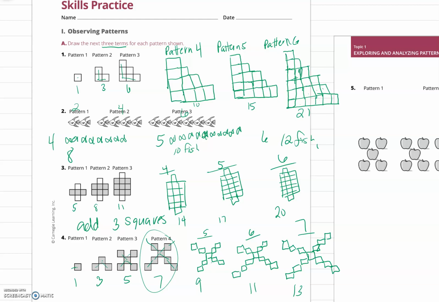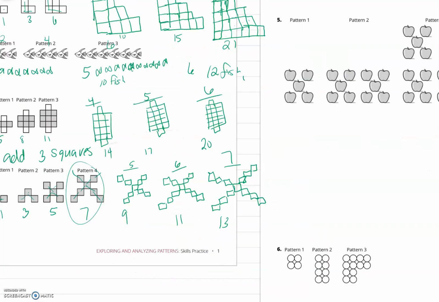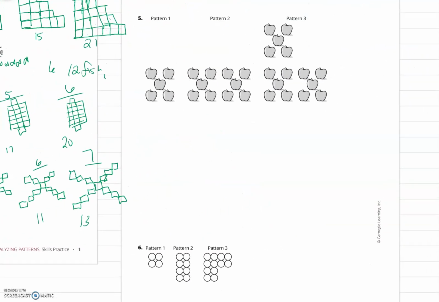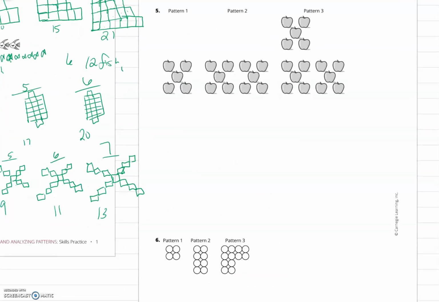All right, for your homework, you are to draw, and again, the artistic ability of me is not very good. So I'm not going to judge you on your artistic ability. For the apples, you could do dots, and for the circles, you could do dots. I'm cool with that. But you're given pattern 1, 2, 3 on 5 and 6, and so on your paper, I want you to go ahead and draw the next 3 patterns that you see.